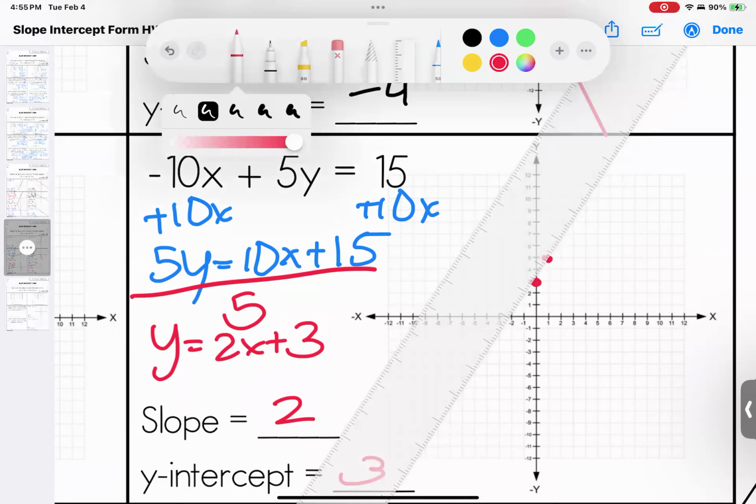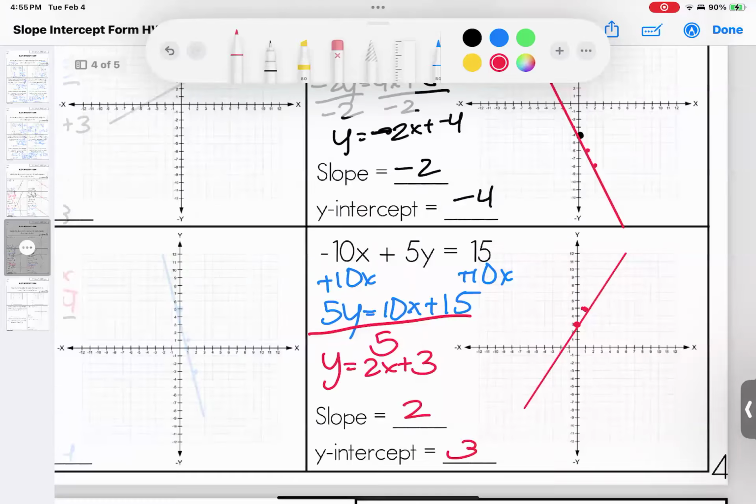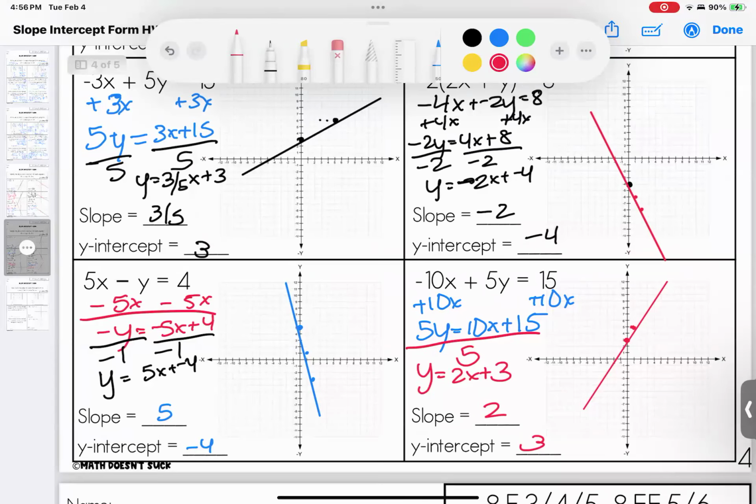Maybe I just need to make it really thin. What do we think? Nope, still atrociously connected. All right, it is what it is at this point. It is what it is.